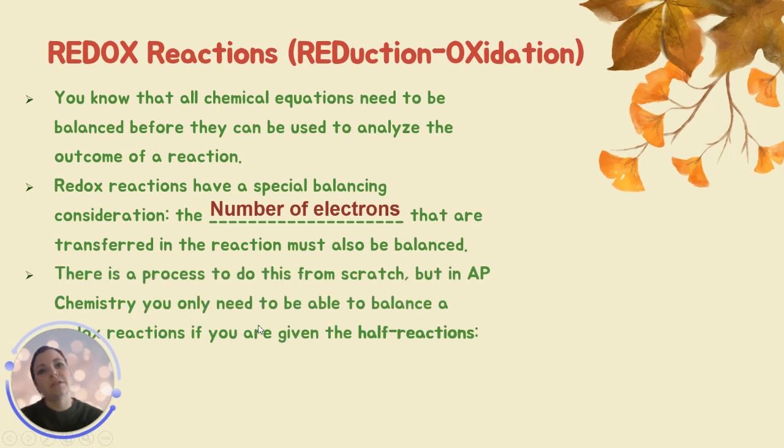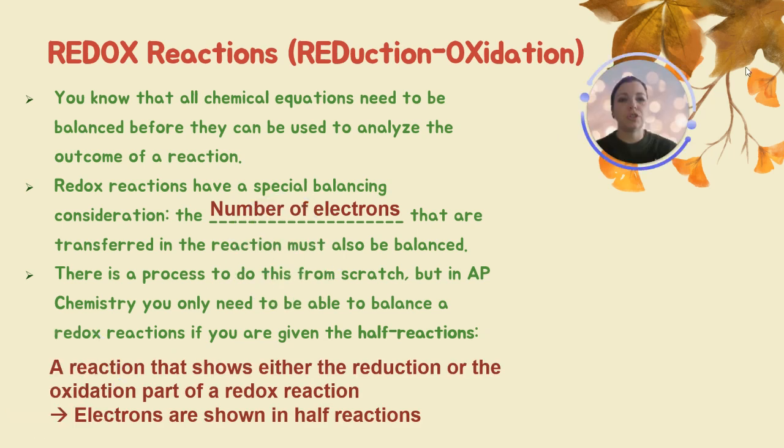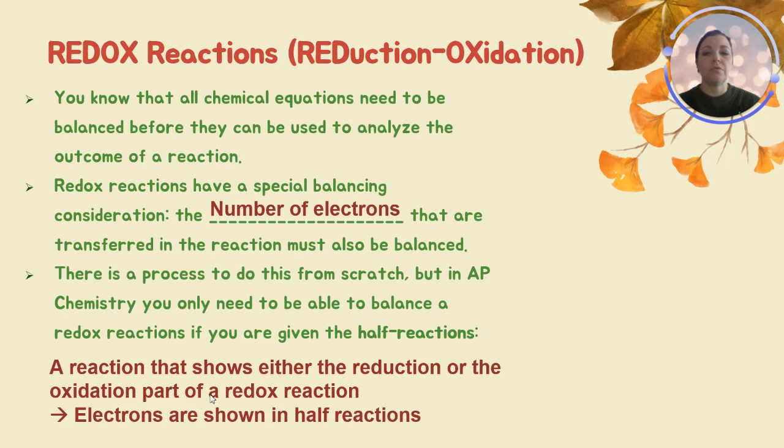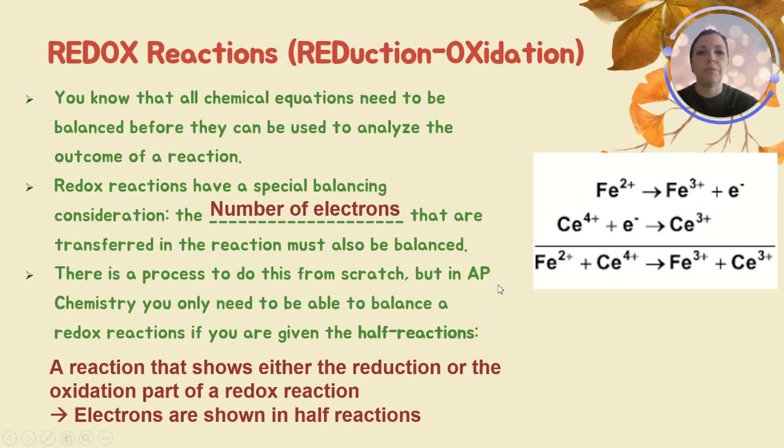There is a process to do this from scratch, and you will see that online if you go looking for balancing redox reactions. But in AP Chemistry, you only need to be able to balance a redox reaction if you're given the half reactions. Half reactions are reactions that show either the reduction or the oxidation part of a redox reaction. And electrons are shown in these half reactions because you're separating out the two separate processes. Okay, so we're going to examine what that looks like.